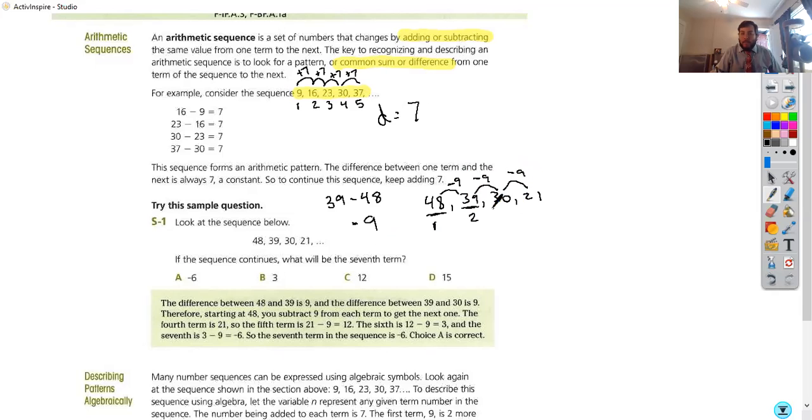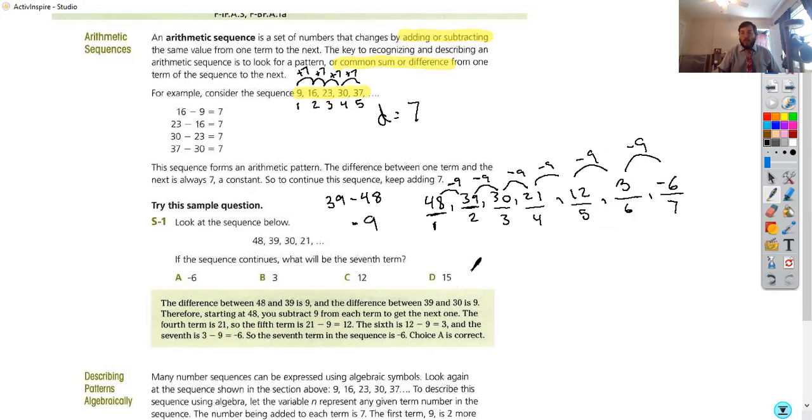So now it wants to know the seventh term. So this is our third term, our fourth term. So if we got to go to 7, right, we'll have the fifth, sixth, and seventh term. So to get from our fourth term to our fifth term, again, we subtract 9. 21 minus 9 here is going to be positive 12. To get from our fifth term to our sixth term, again, we continue to subtract 9. 12 minus 9 is going to be 3. And to get to our final term, the seventh term that we want to find, again, we subtract 9. 3 minus 9 is going to be negative 6.